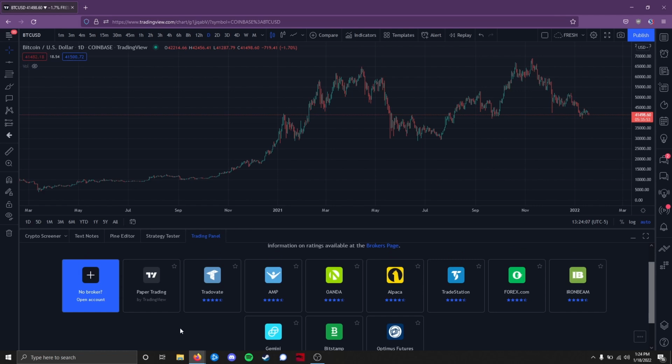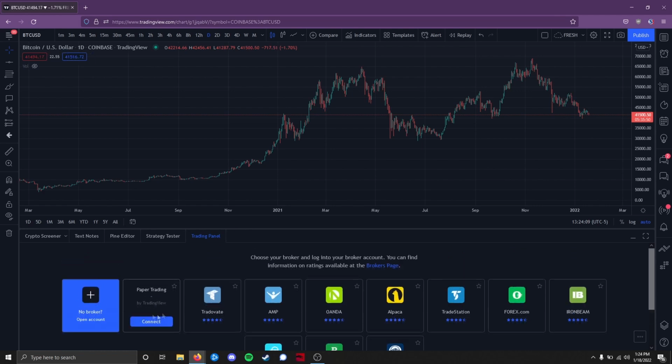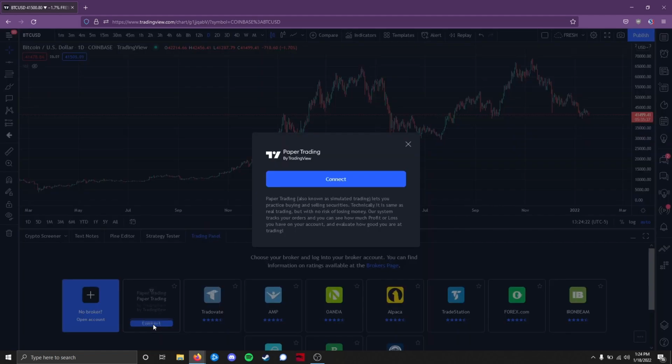Now, what's really useful about this is TradingView has a built-in paper trading app. So what you can do is go to this trading panel and you would see the option paper trading by TradingView, and you can connect your account to their paper trading application. This is what paper trading is known as, simulated trading. You can practice buying and selling securities, crypto, any asset, and you're not using real money. So this is a good way to start off if you're new to trading, just to get the feel for it and test out your strategies, test out your ideas.